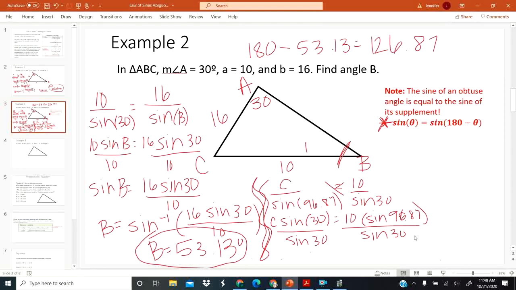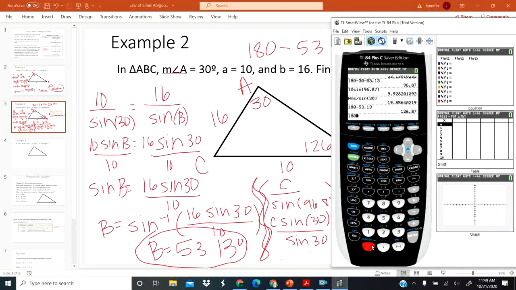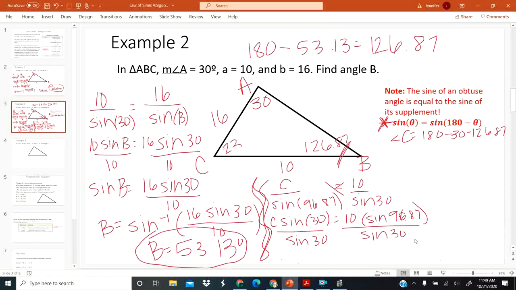So to double check that 126.87 is going to fit in the triangle for angle B, we need to find angle C. So angle C would equal 180 minus 30 minus 126.87. And I need to find that answer. So I would have 180 minus 30 minus our 126 that we just got, and we get 23.13 for angle C.